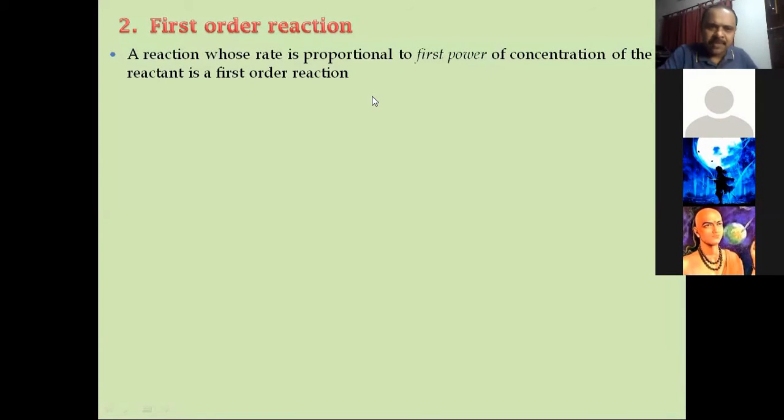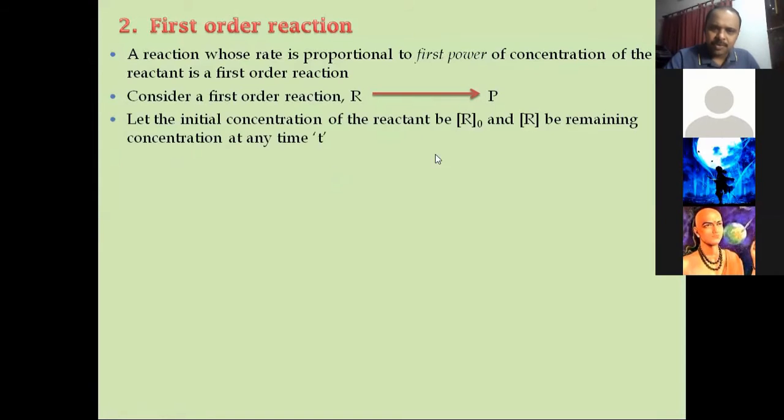Now, first we'll give a definition. Rate is proportional to the first power of the concentration term of the reactant is a first order reaction. Then we'll consider the reaction. Consider the first order reaction. R giving rise to P is a general representation of any first order reaction. But mathematically, we should give the equation to indicate it is first order.